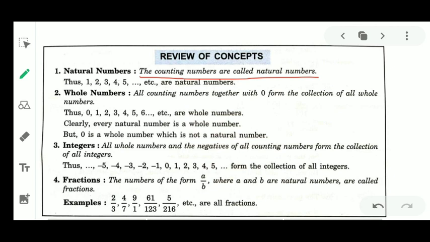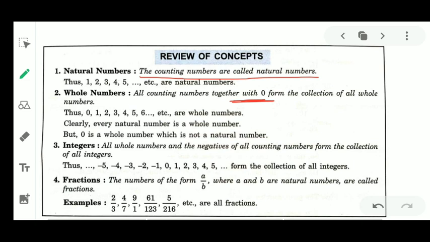Now what are whole numbers? All counting numbers together with 0 form the collection of all whole numbers. For example, 0, 1, 2, 3, 4, 5 all are whole numbers. If you add 0 to the collection of natural numbers, then it will become whole numbers.